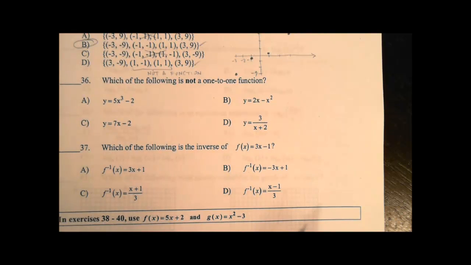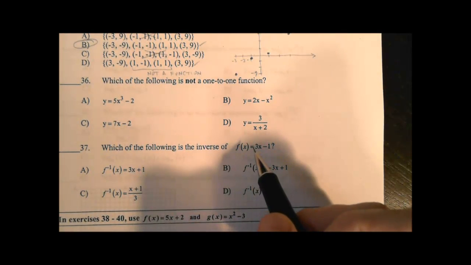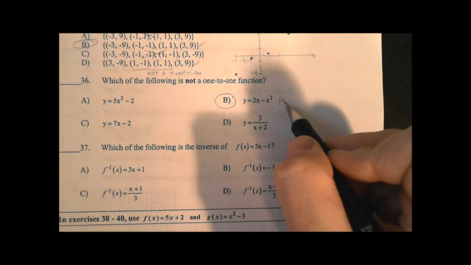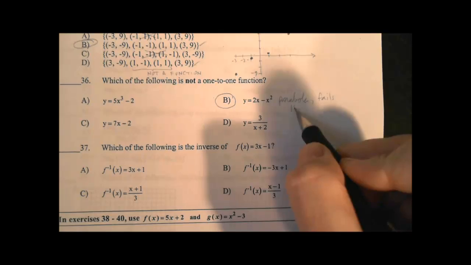Which of the following is not a one-to-one function? Well, these are all written as y equals some expression of x. These are all functions first. And if we think about them very quickly, we can come up with this is not, because it's a parabola. So it fails the horizontal line test.